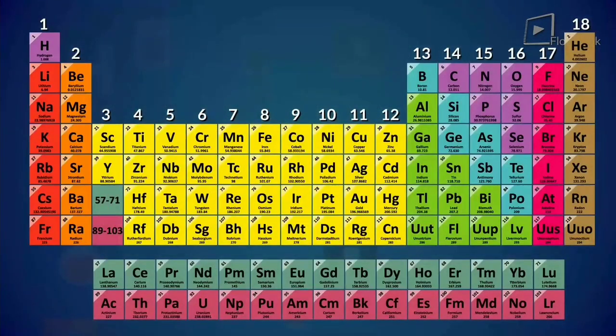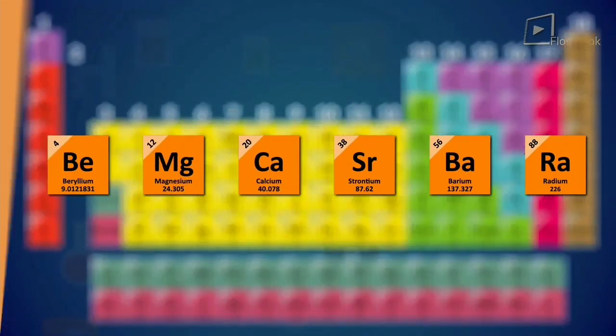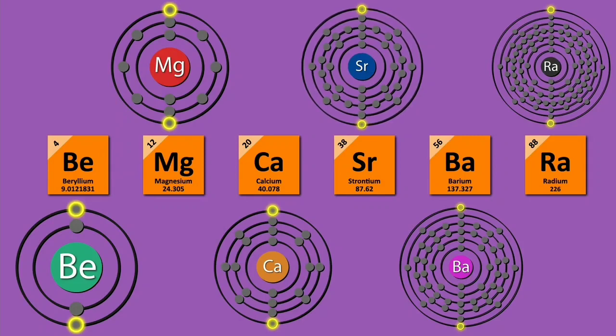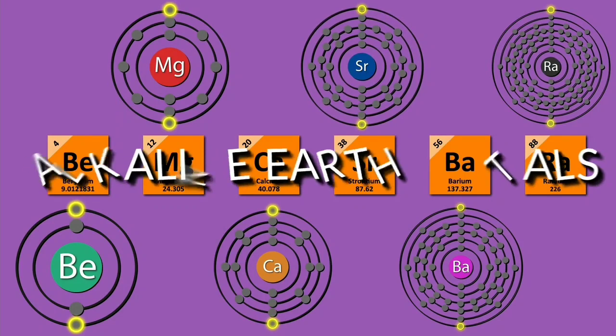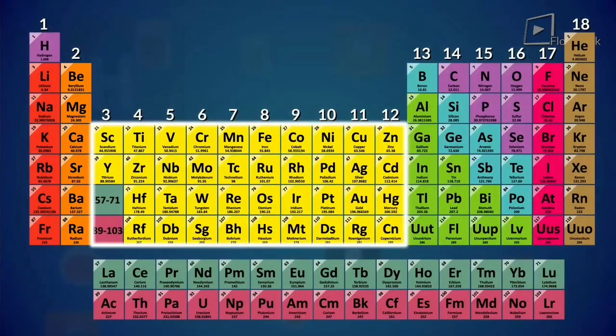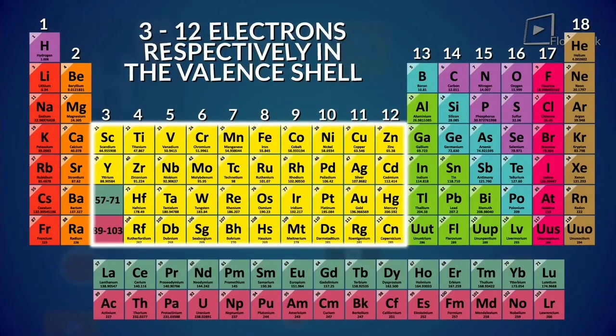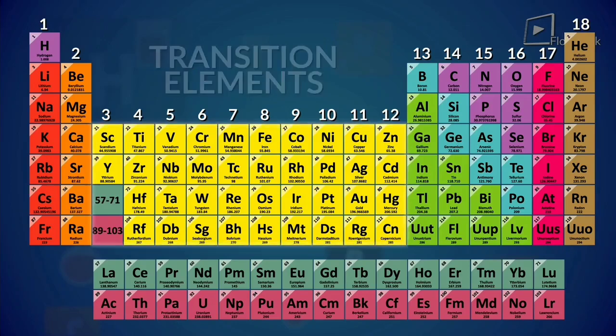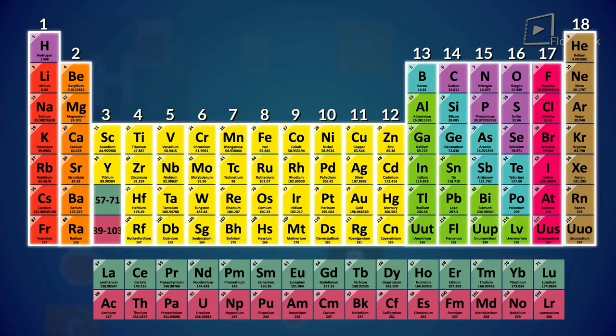Now, let's move on to the second group. In the second group, all the elements have two electrons in the valence shell, or the last shell, and these are also metals and are called alkaline earth metals. Now, groups 3 to 12 have 3 to 12 electrons respectively for all the atoms, and these are all called transition elements. In our modern periodic table, we have 18 of these groups, and each vertical column represents a group.